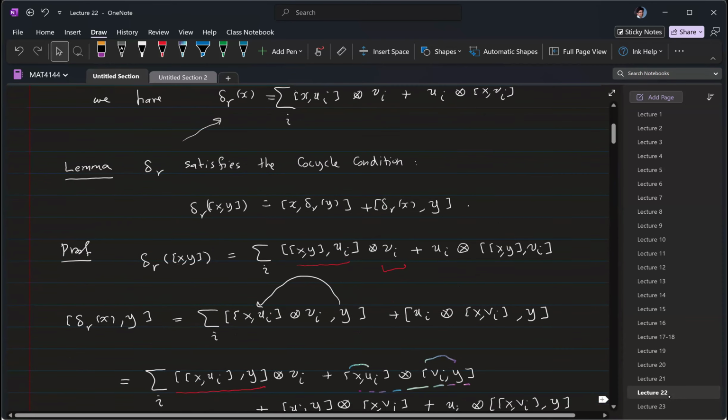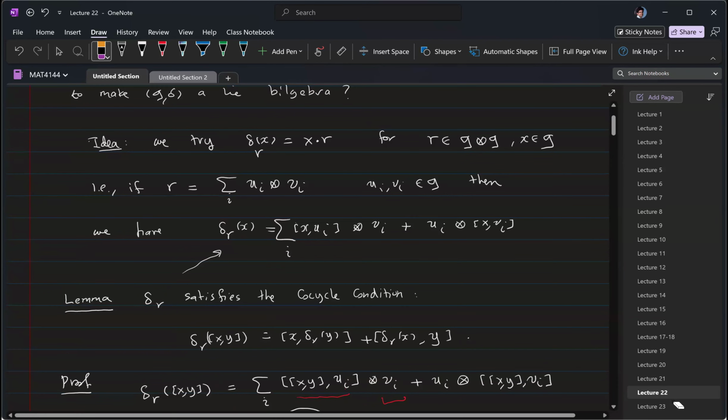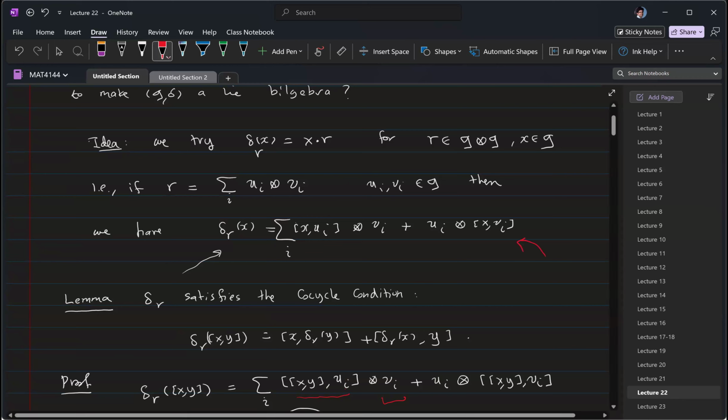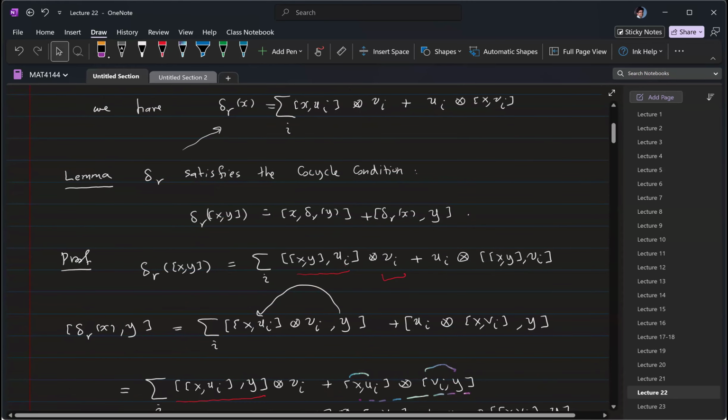Well, one way was to define delta to be of the form x acting on a 2 tensor, where a 2 tensor means an element of the vector space G tensor G. It can be written as a finite sum of the form ui tensor vi, where ui and vi are in G, and the action of x on a 2 tensor was defined according to the so-called Leibniz rule. The explicit form of it is this one. And then we learned that such a delta R always satisfies the co-cycle relation. So then that complicated part becomes easy.